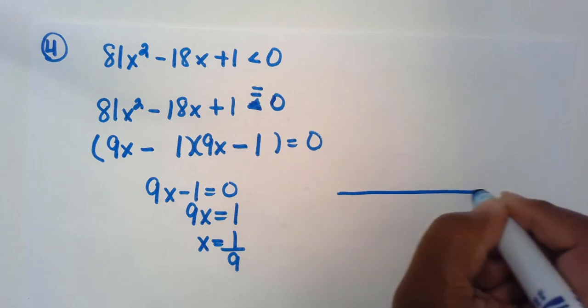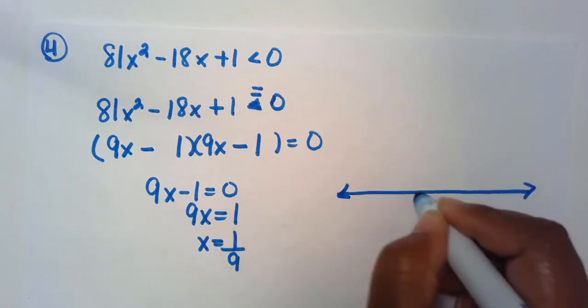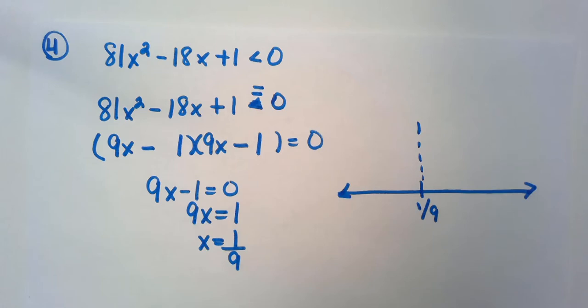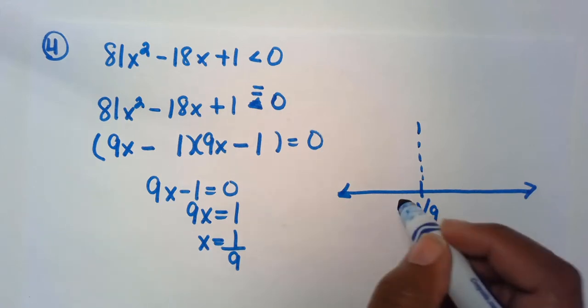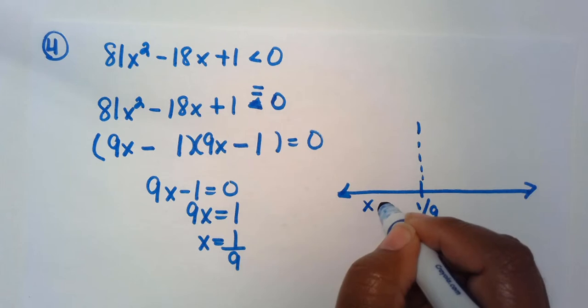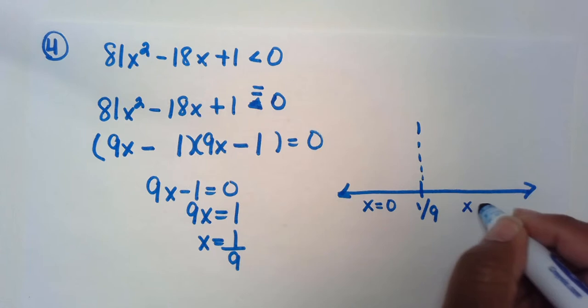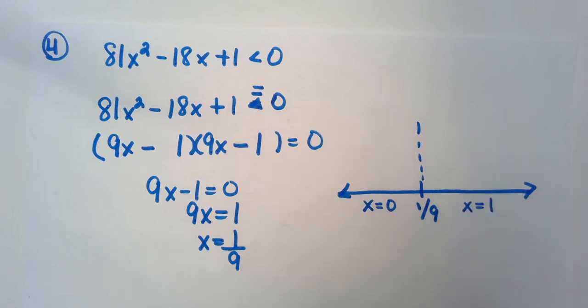So here's our number line. Let's find 1/9. This is our boundary point. You don't need to write it twice. So 1/9 is equivalent to 0.1111. So we can find a value to the left of 1/9. Let's say when x is equal to 0, and then we can say when x is equal to 1. Okay? And let's check to see if either side is true.